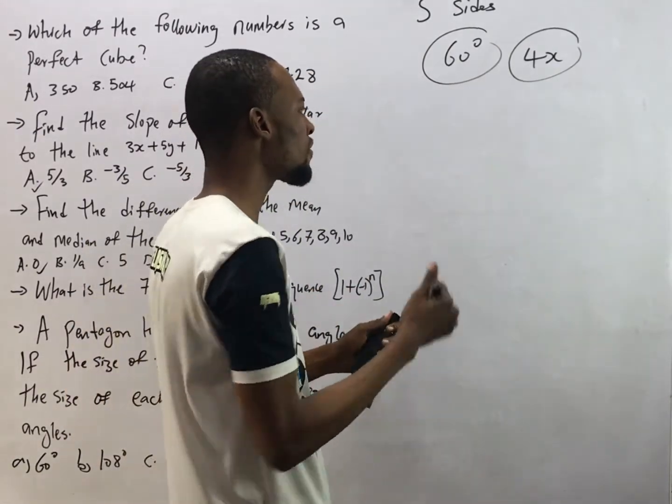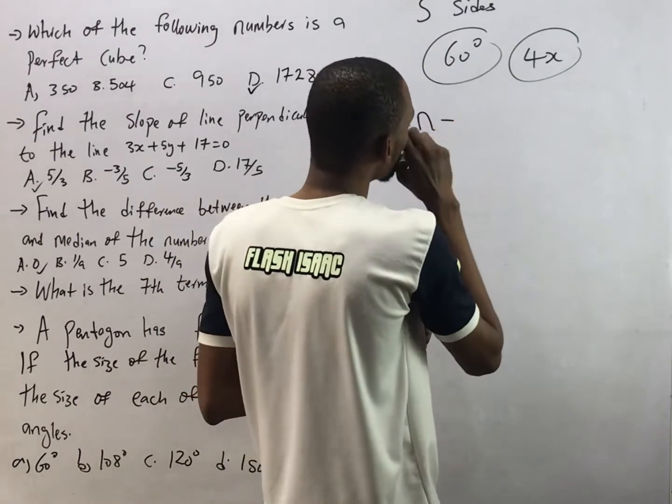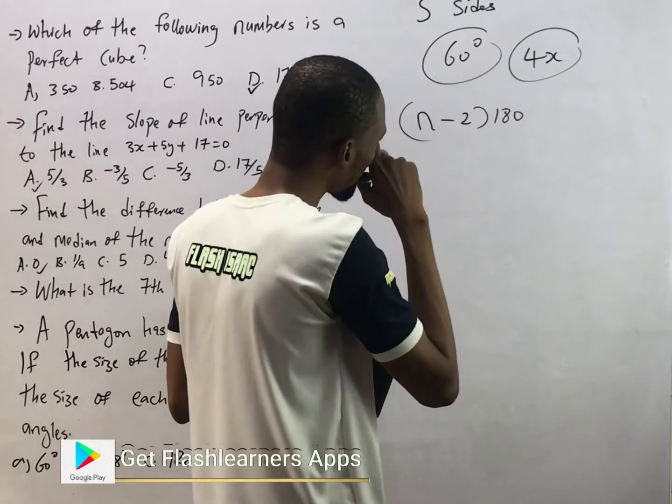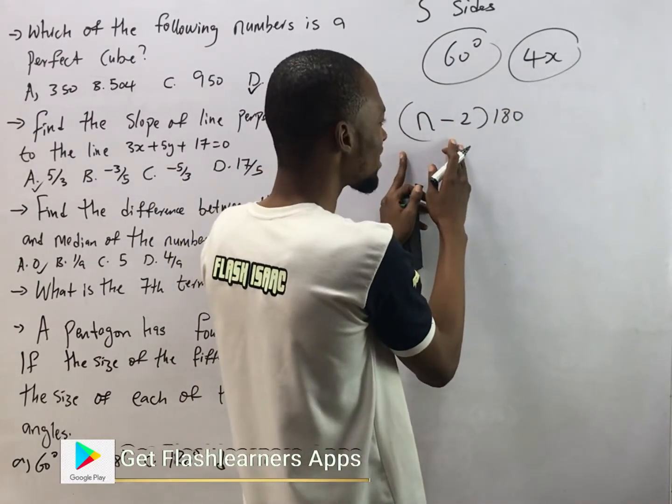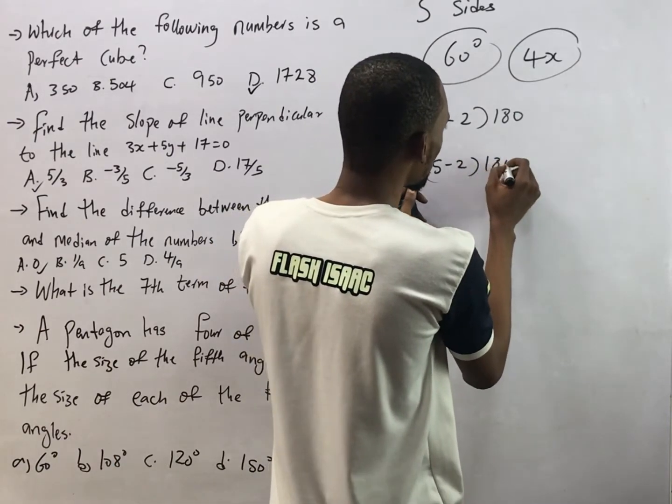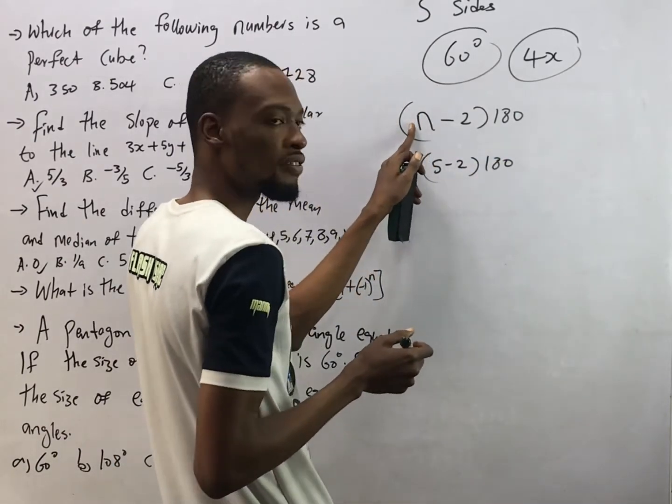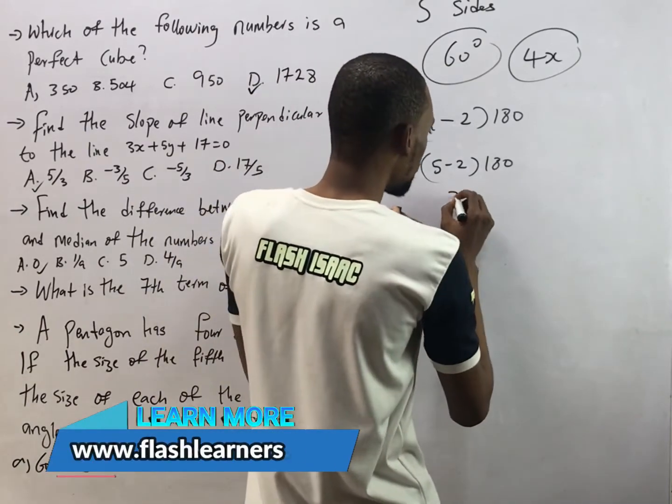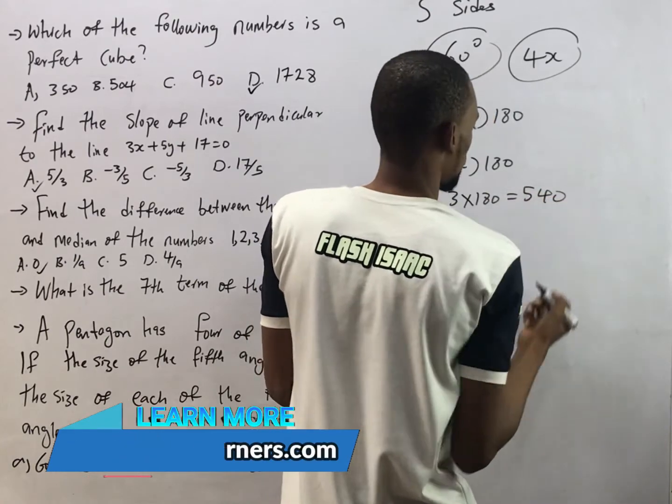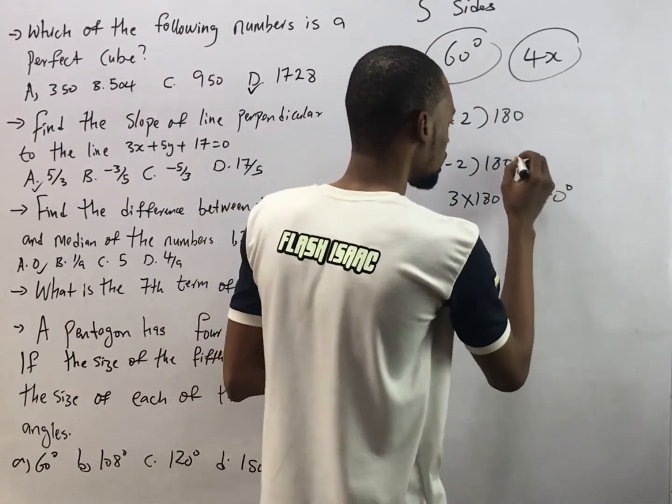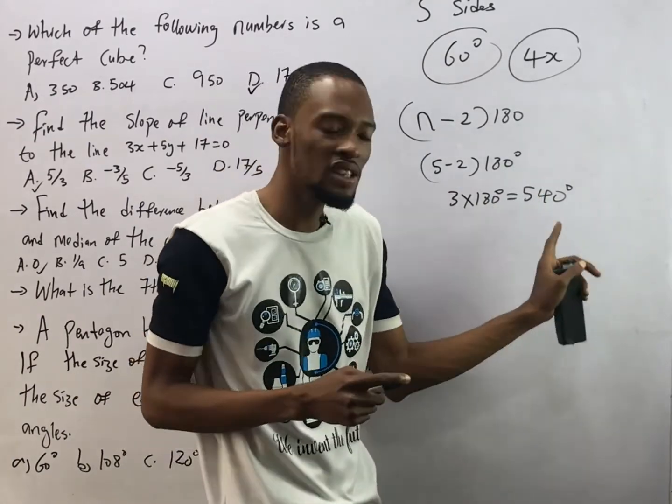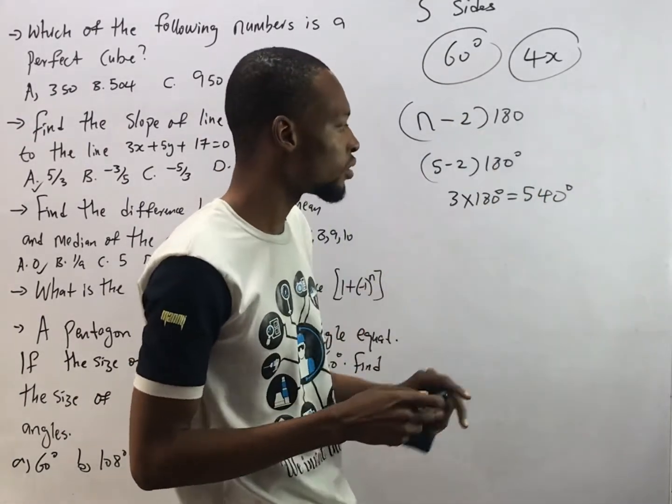And remember that the sum of interior angles of a pentagon or polygon is (n minus 2) times 180. Now, the number of sides is 5, so 5 minus 2, times 180, because n is 5 for a pentagon. This will give you 3 times 180, which equals 540 degrees. So the 5 angles equal 540 degrees. This is the angle sum of the polygon.